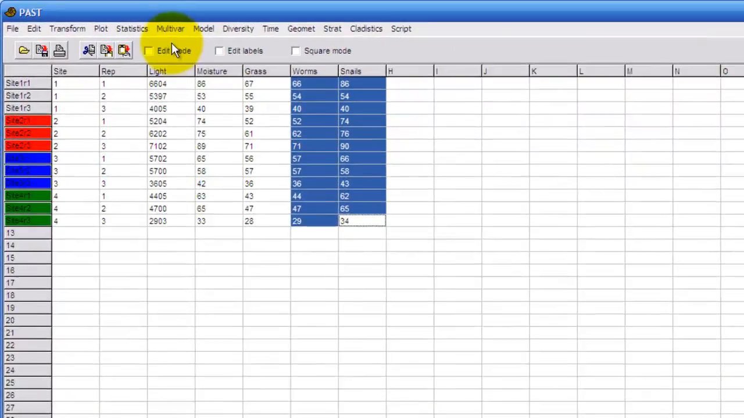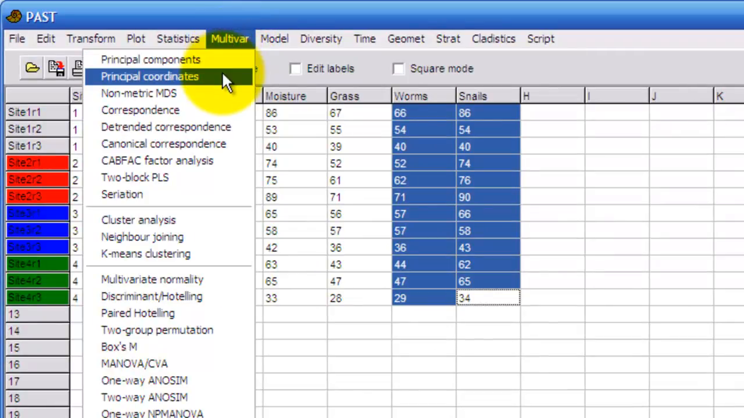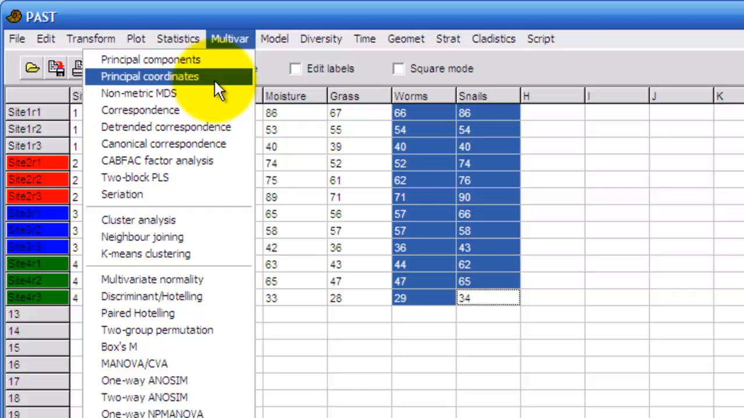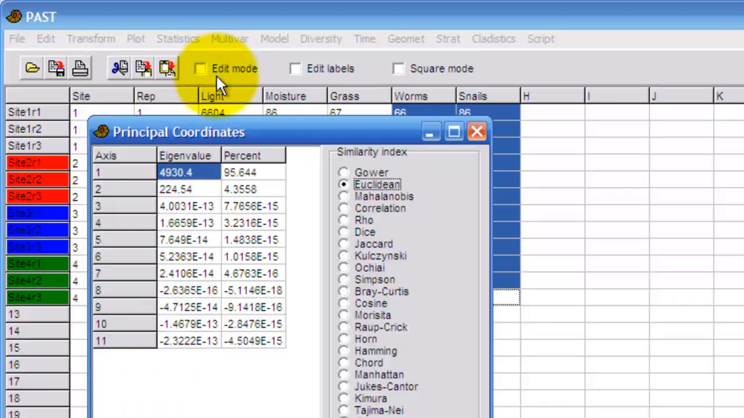So I'm going to work with the same data, but I'm going to go multivariate. Normally for biological data, counts of species or measures of species abundance, we do non-metric MDS. But to start with, I'm going to do principal coordinates. And principal coordinates is like principal components, but it allows us to select the similarity measure that we wish to use. Principal components, which we'll come back to in a little while when I look at the environmental data, implicitly uses Euclidean distance.